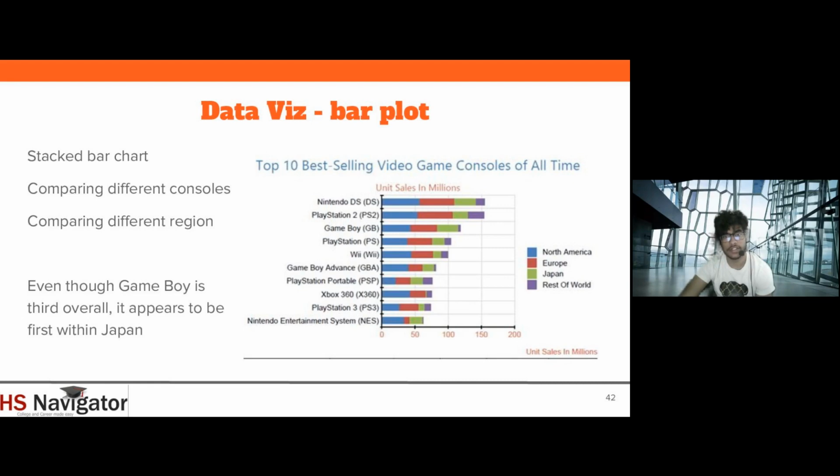However, their sales in Europe is similar to the PlayStation 2. They sold really little in the rest of the world, but they also have a lot of sales in Japan. But overall, you can easily tell that the Nintendo DS has the highest sales. And you can make so many conclusions from just one bar plot, like the few I just listed. And another valid conclusion would be even though the Game Boy is third overall, it appears to be first within Japan, and that's a valid takeaway from this graph.